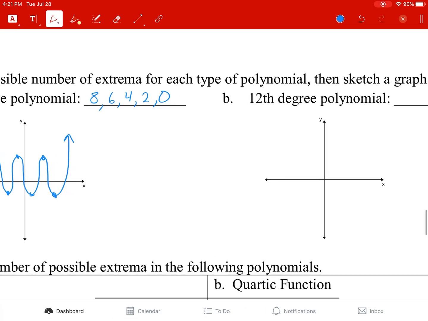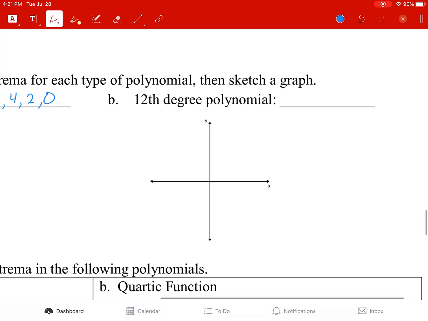For a 12th degree, again, we take 1 away from the degree, so we have 12 minus 1 is 11. And you're going to do all the odd numbers until you get to 0. So you're going to have 11, 9, 7, 5, 3, and 1. We can't go past 0, and 0 is not an even or an odd number here, so you're stuck at 1. So those are all the numbers of extrema that a 12th degree polynomial might have.